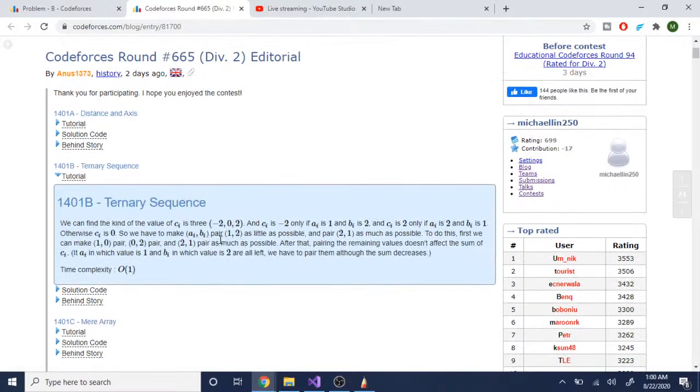You can find a kind of negative 2, 0, 2. So 1, 2, yeah, okay. If it's 1 and 2, your sum is negative 2. 2 is only if A is 2 and B is 1, otherwise C is 0. So we have to make pairs 1, 2 as little as possible, and pairs 2, 1 as much as possible. To do this, we first pair 1, 0, 0, 2, 2, 1 as much as possible. After that, pairing the remaining values doesn't affect the sum.